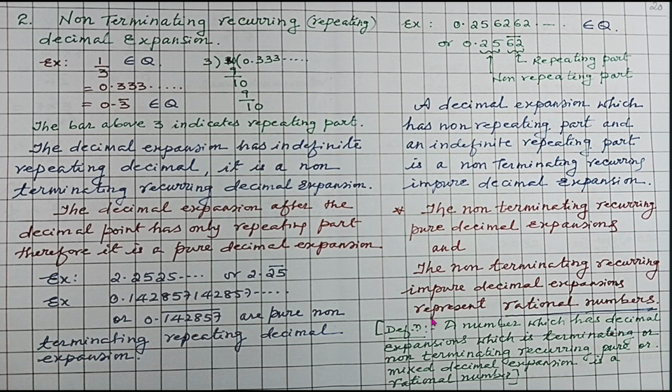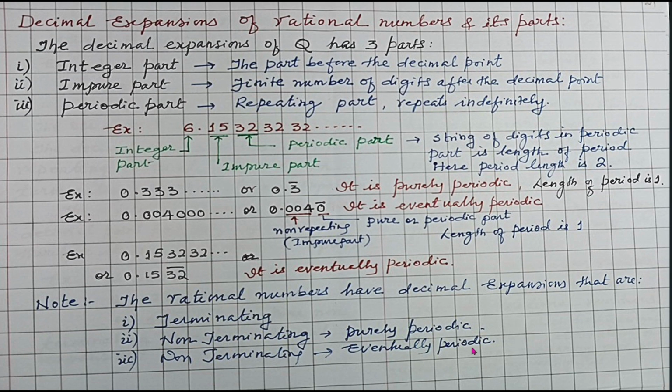A number of the form p by q, where p and q are integers and q is not equal to 0, is a rational number. Or we can say a number which has decimal expansions which are terminating or non-terminating recurring, pure or mixed, is called a rational number. So please remember that. Now we have the decimal expansions of rational numbers and their parts.